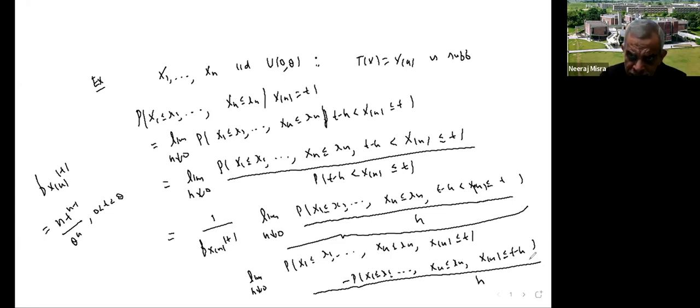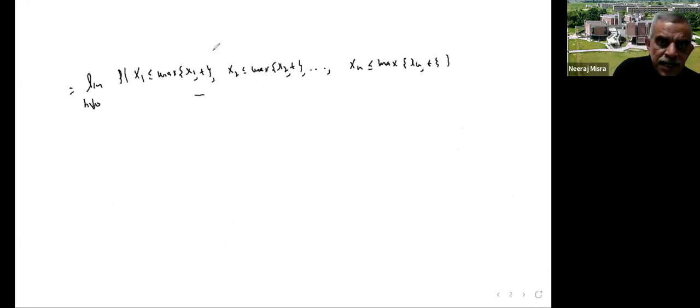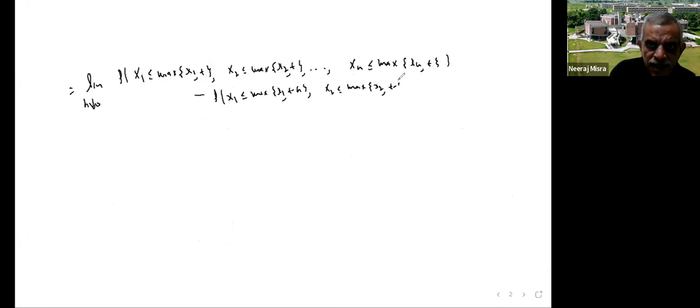Minus, the same thing over here, except that the role of t has been taken by t minus h. That X1 is less than or equal to the maximum of x1 and t minus h, X2 less than or equal to the maximum of x2 and t minus h.